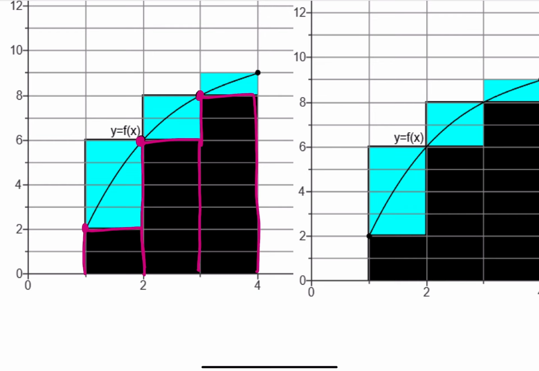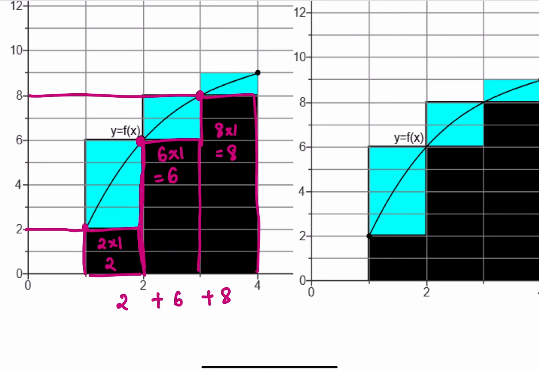So this is 2, and each one is 1. So 2 times 1, which is 2. And this is 6, and this is 1. 6 times 1, so this is 6. And this is 8. 8 times 1, which is 8. So the area here is 2 plus 6 plus 8, which is 16.